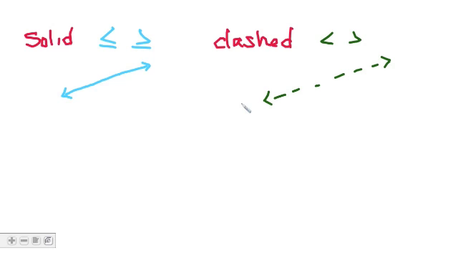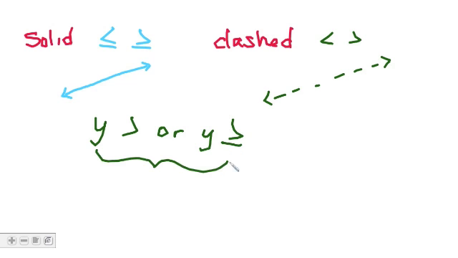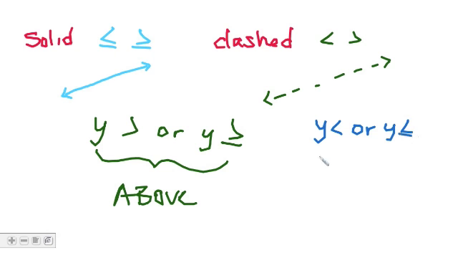Okay, so now you have your lines. Let's talk about shading. When the inequality is written like this, y greater than or y greater than or equal to, whenever you have this situation, the shading will be above your line. If you have a situation where the inequality is written as y is less than or y is less than or equal to, then your shading will be below the line.